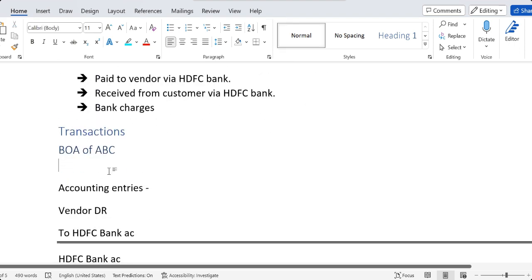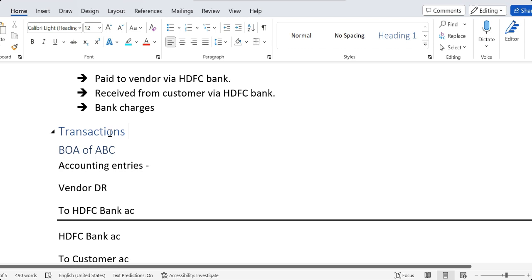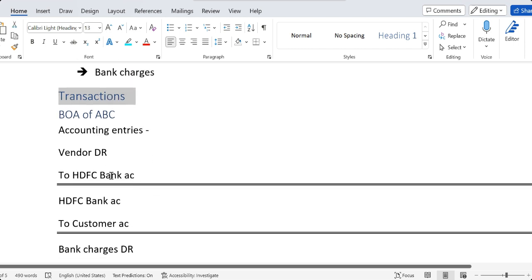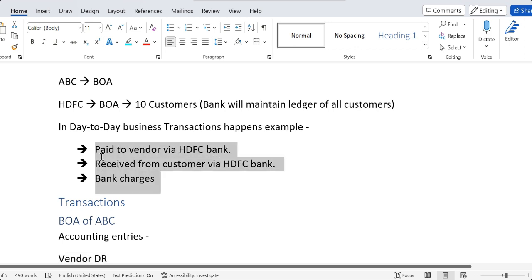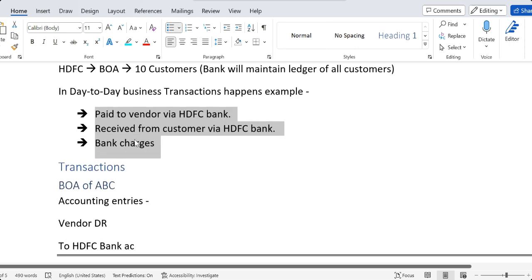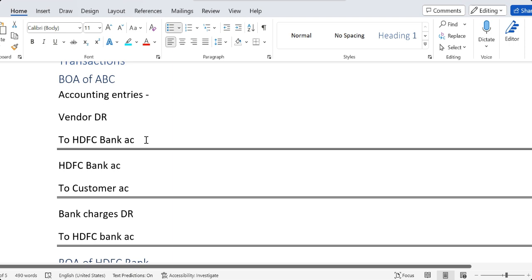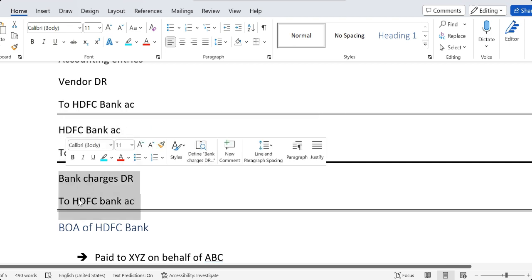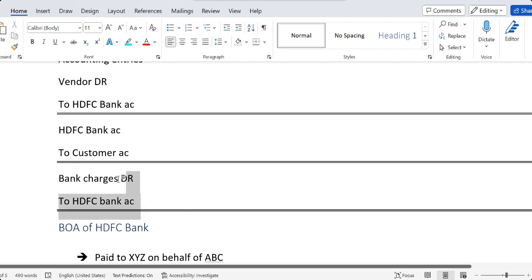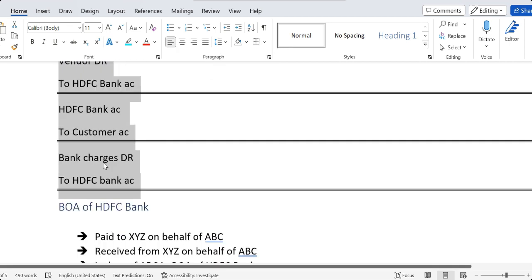Okay, now come. The main thing in business is transactions. So now we have some transactions and we are going to book them in the books of accounts of ABC. How do we book these transactions? By creating the accounting entries, right? So suppose we have seen these transactions: pay to vendor, receive from customer, and bank charges. So what would be the accounting entries? Vendor debit, bank credit. If we receive the money, bank debit, customer credit. If bank charges, expense debit, bank credit. I have performed these transactions in real-time business.